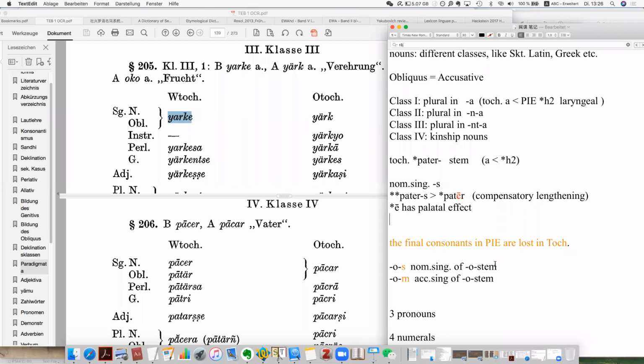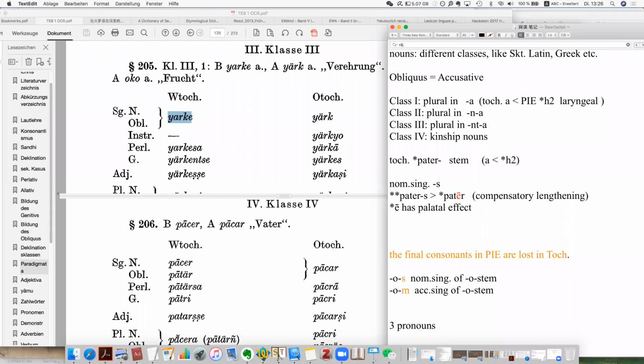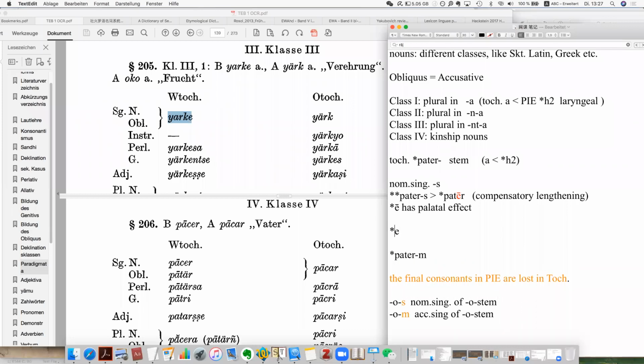But for the ablative, you usually have this pater, plus an M. And this M, especially for the vowel, what is the question here? Especially for E. So E has a palatal effect. Okay, palatal effect. E also has a palatal effect.